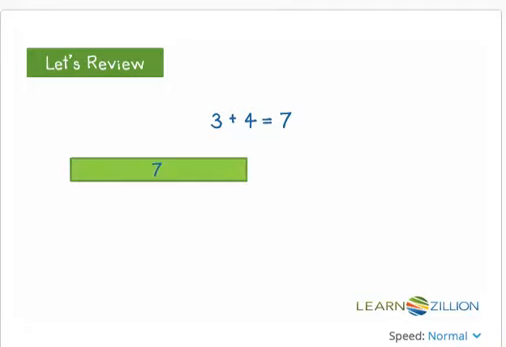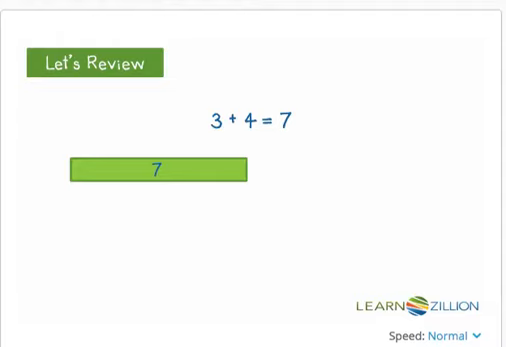A bar model can be used to show that two sides of the equation are equal. For example, here we have the equation 3 plus 4 equals 7. To create a bar model for this situation, I'd have an equal sized bar for each side of the equation. So if one side of my equation is 7, I would create a bar for 7. This is my total, my biggest bar.